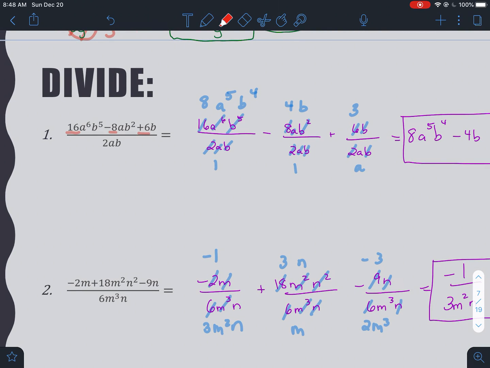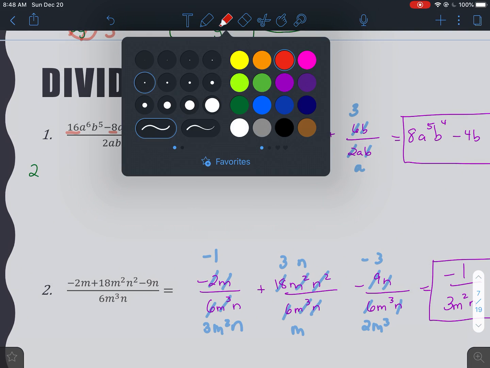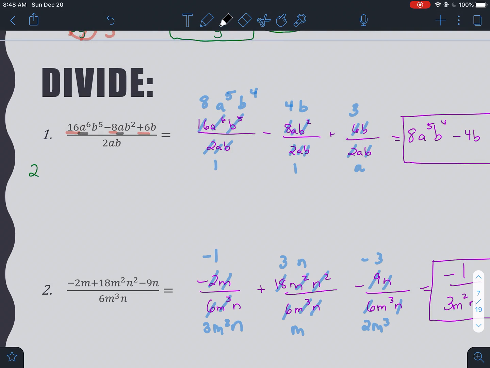All right, let's look at the next one. What do all of these have in common? So 16, negative 8, and 6, they all have a 2 in common, so we can factor out a 2. And then let's look at the a's. We have an a to the 6th, an a, and then no a, so I can't factor out an a from those because they don't all have an a. And then I have a b to the 5th, a b squared, and a b. They all have a b, so I can factor out a b. So I have a 2b that I can factor out.